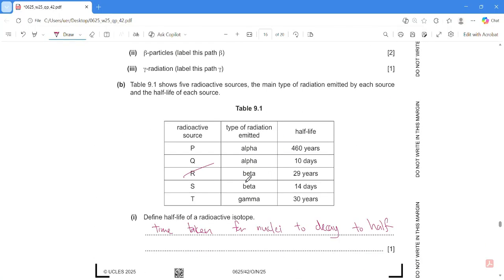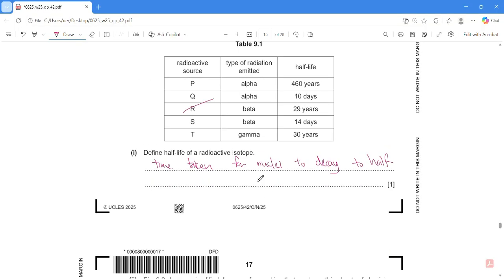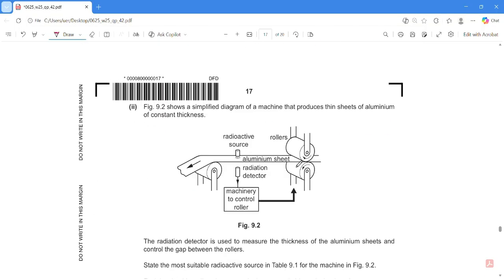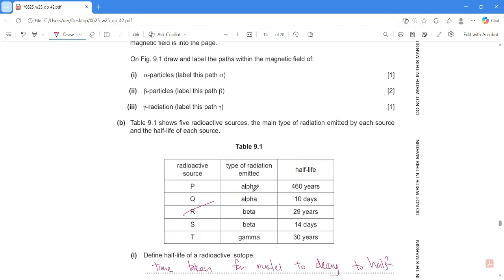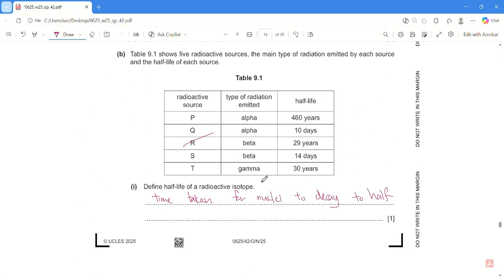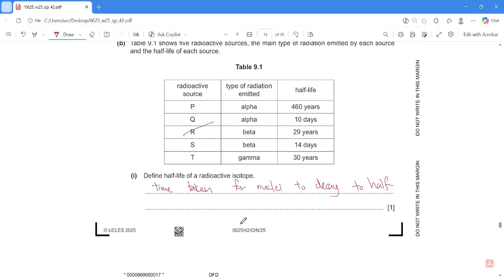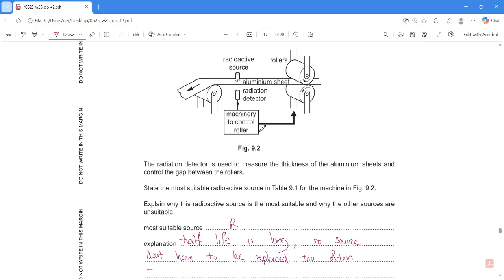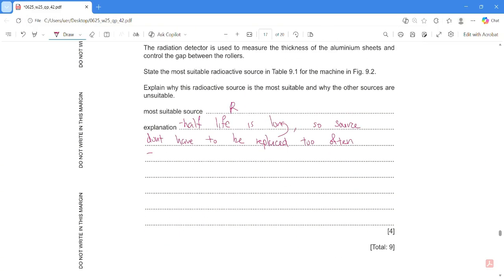And the next one, you can see is beta. Remember penetrating power: beta can be stopped by the metal. You cannot use alpha because alpha totally cannot pass through the aluminum sheet. And gamma is too penetrating. So the best one is beta.